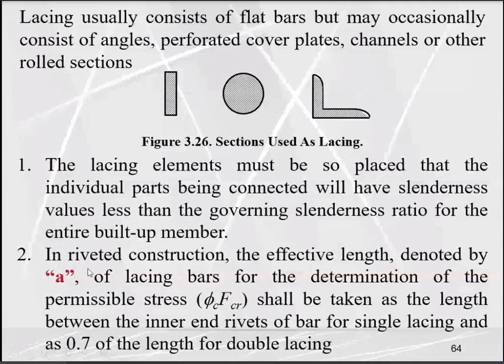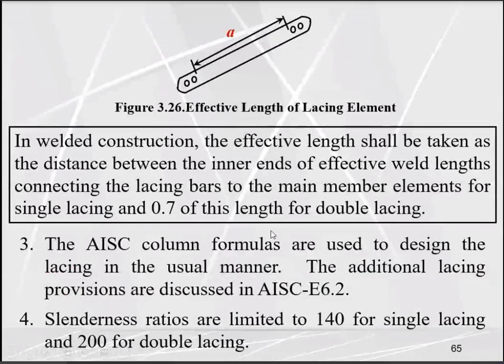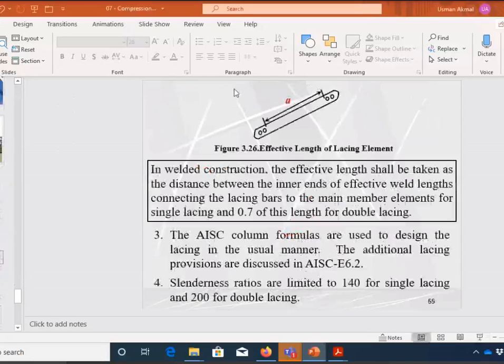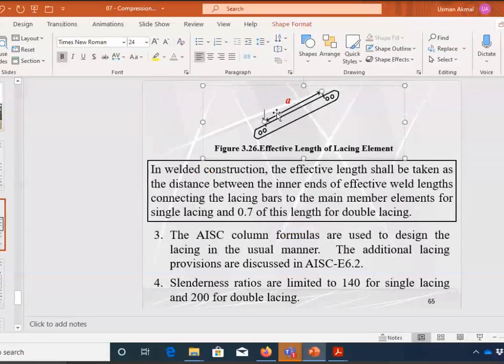In riveted construction, if we are using the fastener type of connection, the effective length denoted by A is a distance, which is the effective length of the single section. Here A of the lacing bar for determination of permissible phi C Fcr value shall be taken as the length between inner rivets of the bar for single lacing and 0.7 of that for double lacing. I will explain what it is saying. Let me check whether I may copy this A value or not. Yes, I may copy.